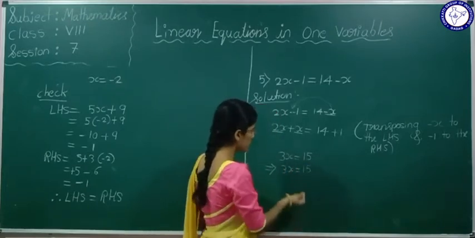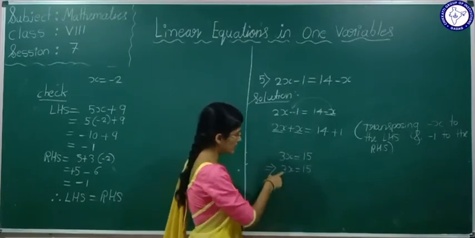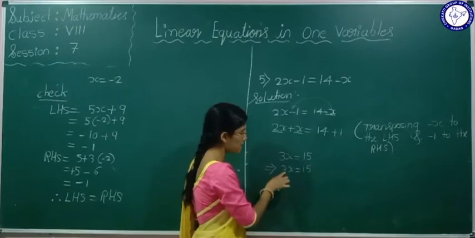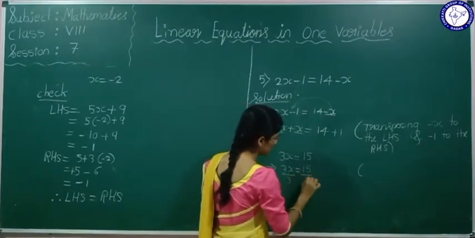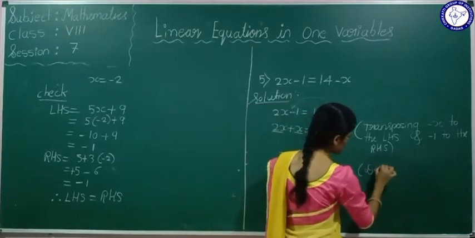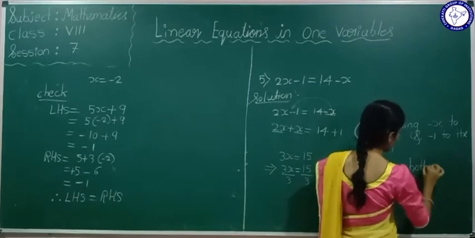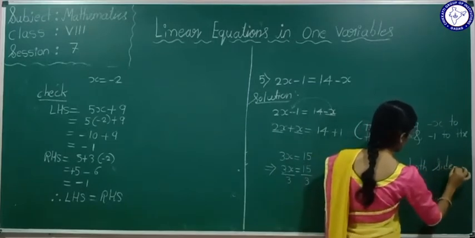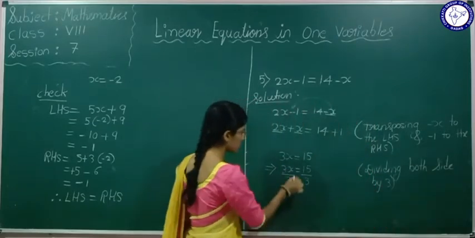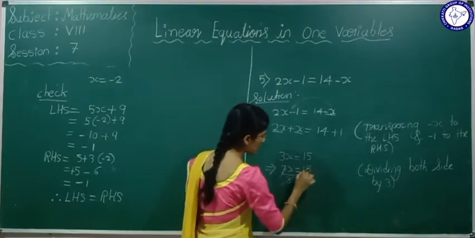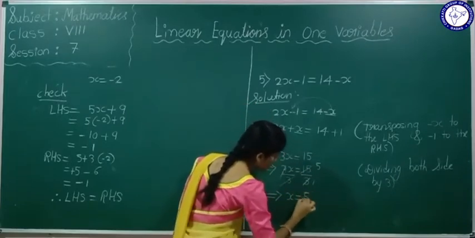Now we want the x value, right? What we will do? Divide both sides by 3. Dividing both sides by 3, 3 will get cancelled. Here 3 ones are 3, 5 threes are 15. So this implies x is equal to 5.